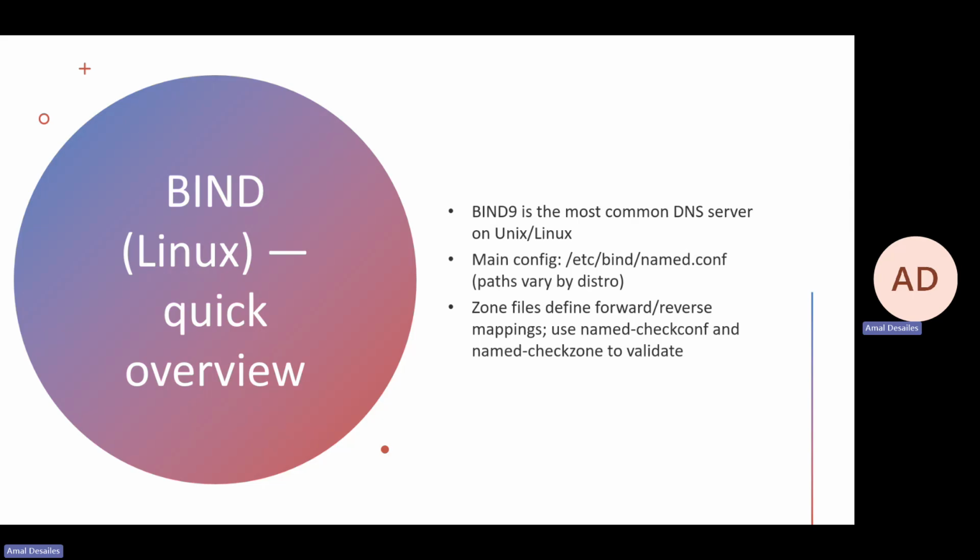Then the BIND overview. BIND, or BIND 9, is the most widely used DNS server on Linux and also Unix systems. Its configuration lives in /etc/bind with named.conf as the entry point. We will configure a simple forward zone to make sure the service is working. Even though it's a lab only, we also review the hardening steps for production.